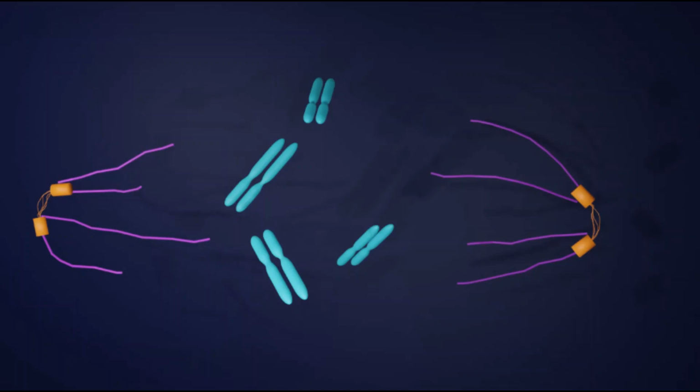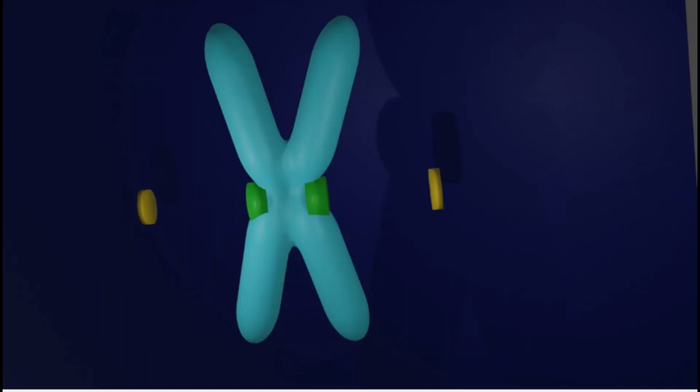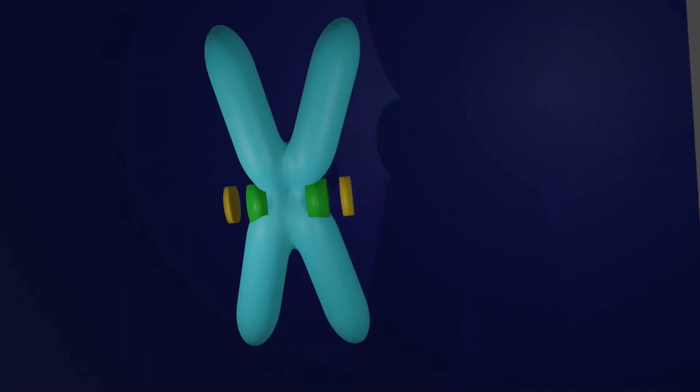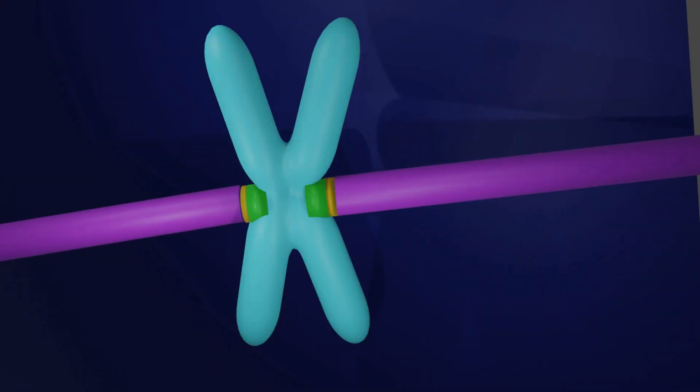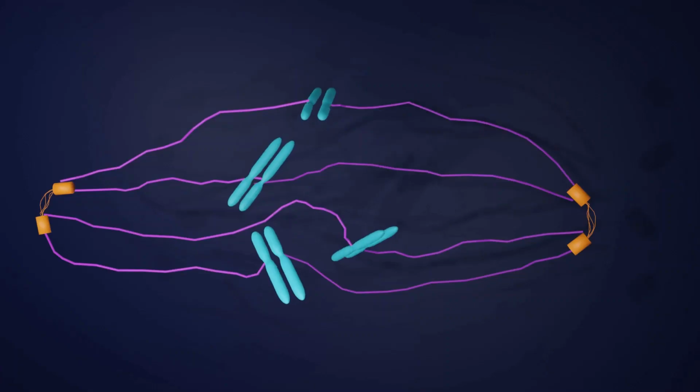The spindle begins to grow towards the chromatid pairs. While this occurs, kinetochore attachments bind to the centromere, ready for microtubule binding. Eventually, the spindles grow to meet the kinetochore attachments on the centromere and bind to them.